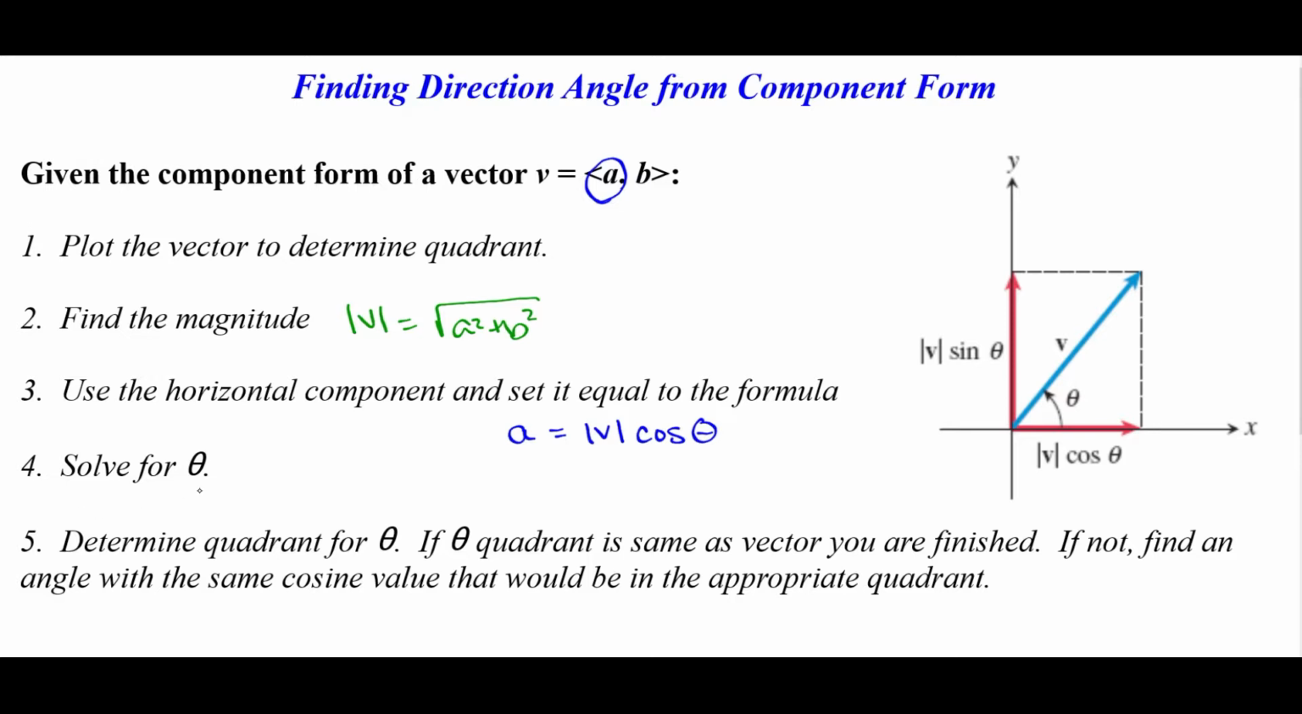Then we're going to solve for theta, so we would just solve to get theta by itself here, which, remember, is going to require us to use inverse cosine. So in order to do that, we're going to use cosine inverse. Then remember, we're going to go back and remember what quadrant we should be in. If theta's in the appropriate quadrant, then we're okay. If it's not in the appropriate quadrant, then we need to do a little bit of work.